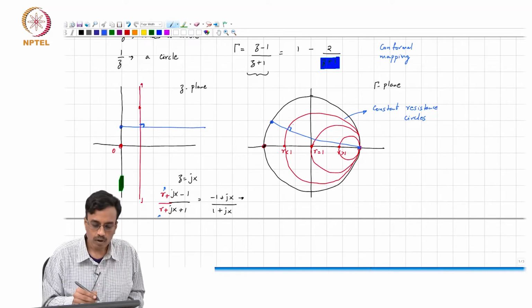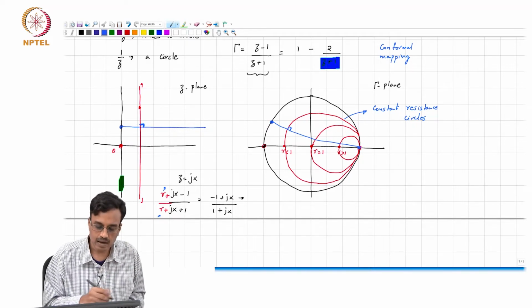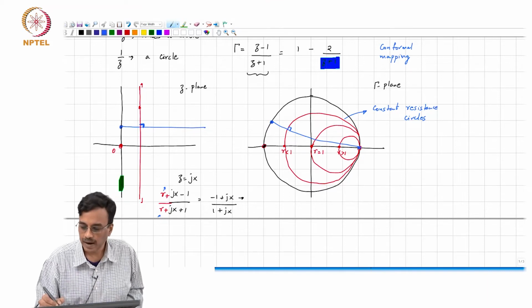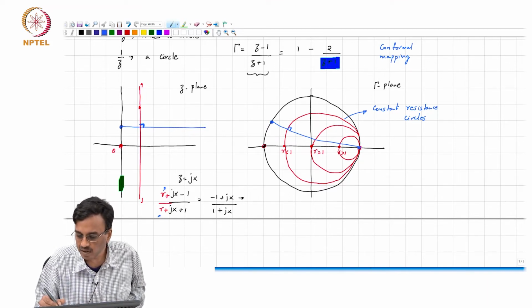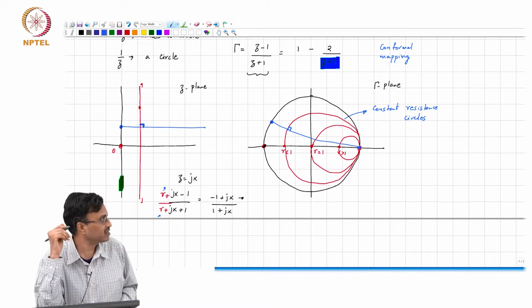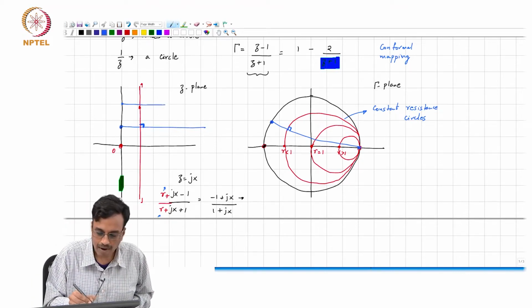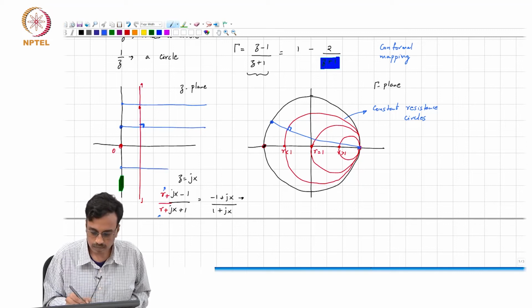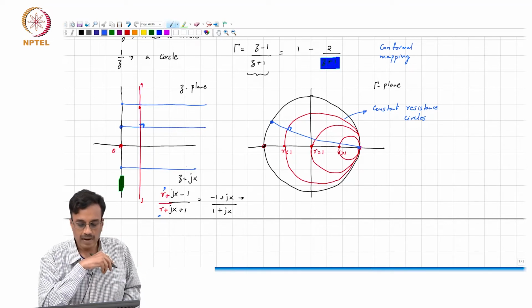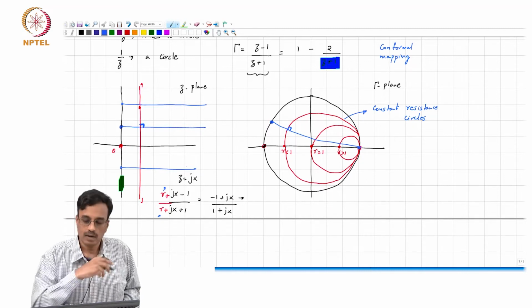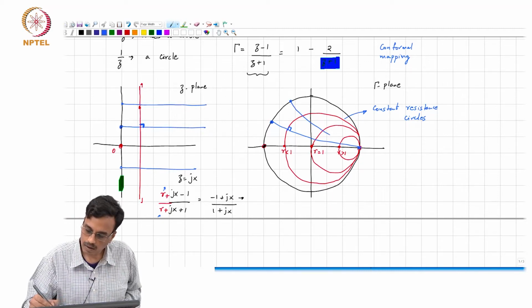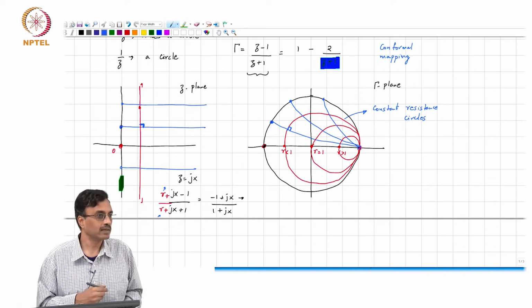As you can see, the angle between the red line here and the blue line here is 90 degrees, and so at the point of intersection, you will find that these circles also meet at 90 degrees. So, for different values of reactance, you will have different parts of circles like this.